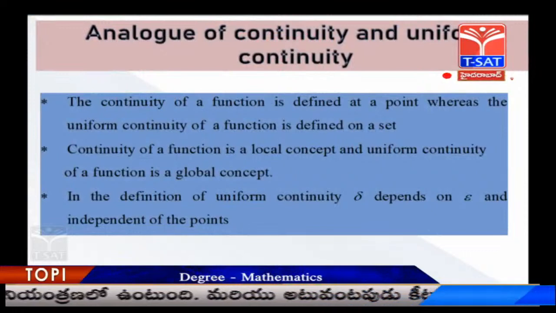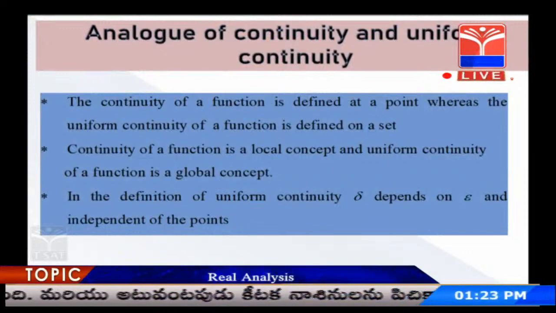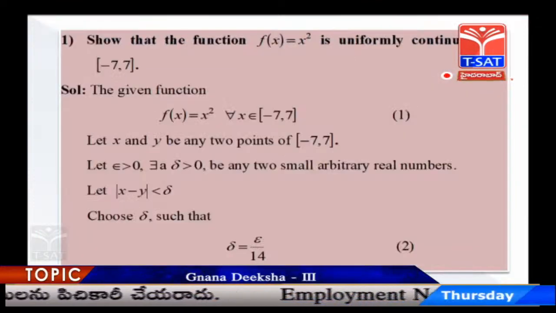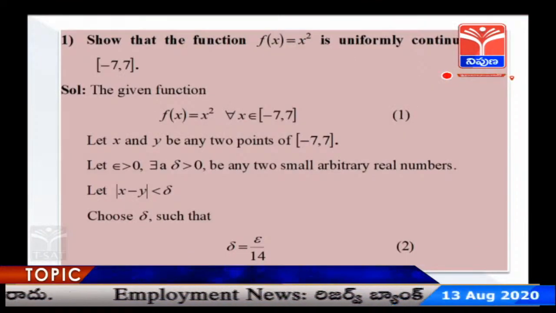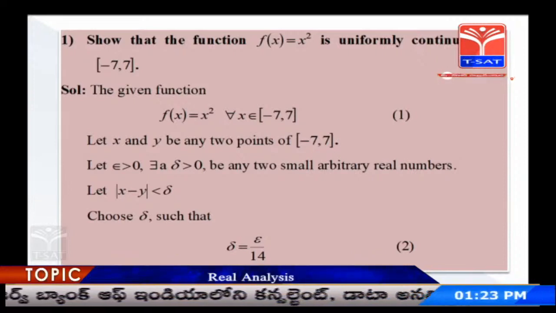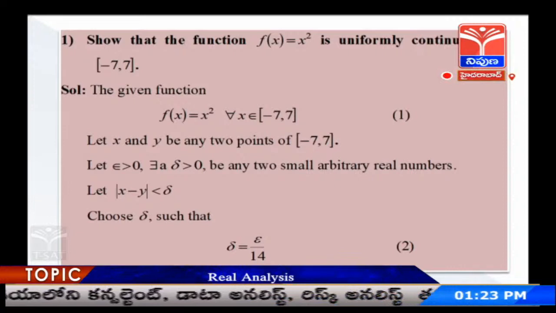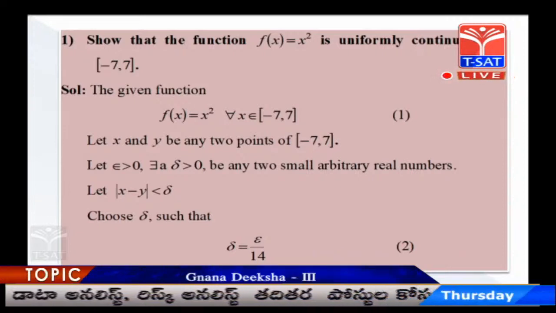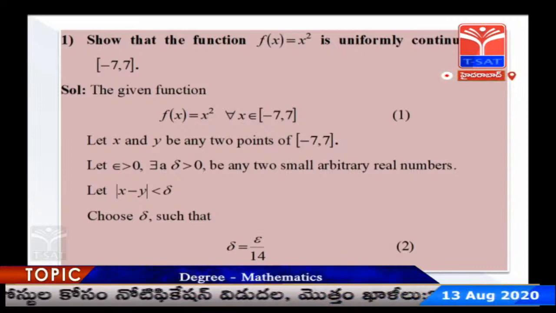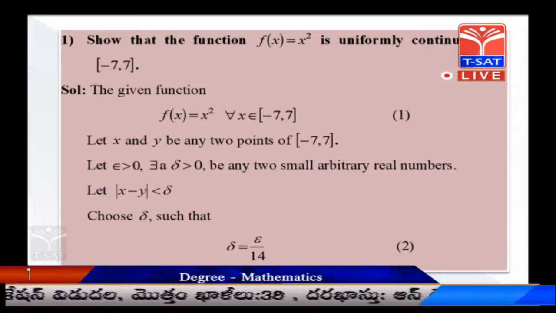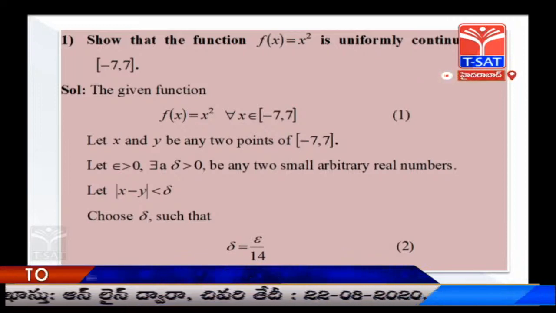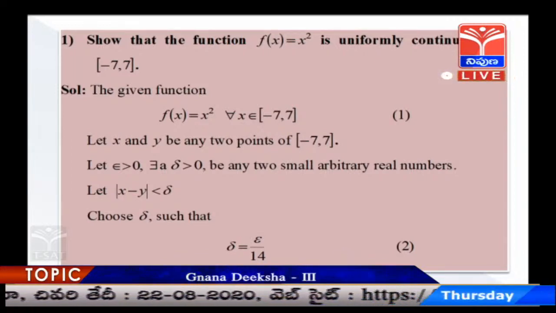So these are the 3 important points. Analog of continuity and uniform continuity we already discussed. Now let me discuss a simple problem depending upon the uniform continuous function. Show that the function f of x equal to x square, defined on the closed interval minus 7 comma 7, is uniformly continuous. In the same way, let us take 2 points x and y in the domain itself, such that the modulus of x minus y is less than delta.